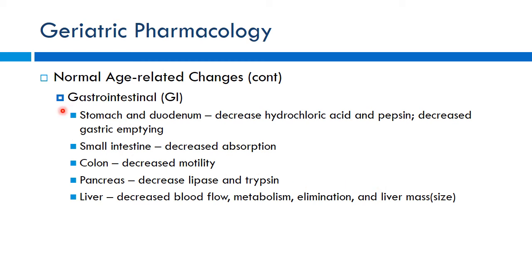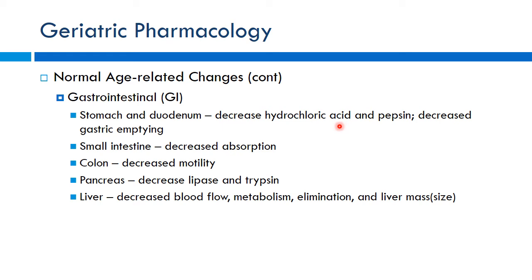Anywho, looking at some other GI effects that change over time. In the stomach and the duodenum, there's decreased hydrochloric acid and pepsin secretion. Do you know what pepsin is? It's an enzyme useful for digesting the food coming into our GI tract. We'll talk about that in GI later on in physio, but basically you see decreased breakdown and metabolism of the food in the stomach.